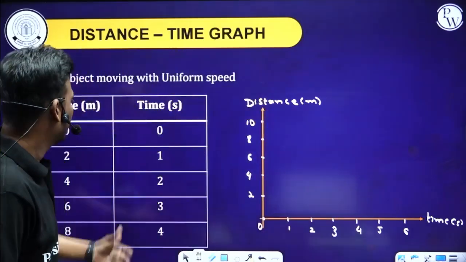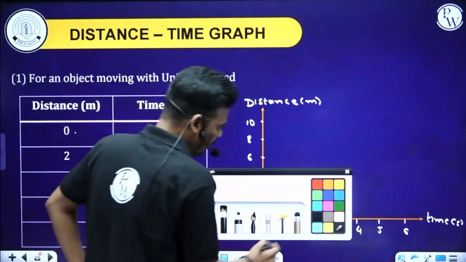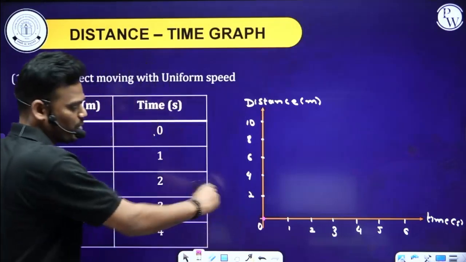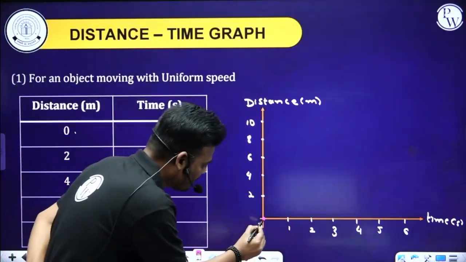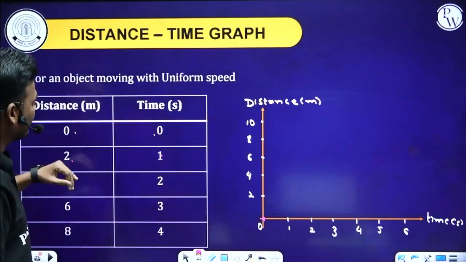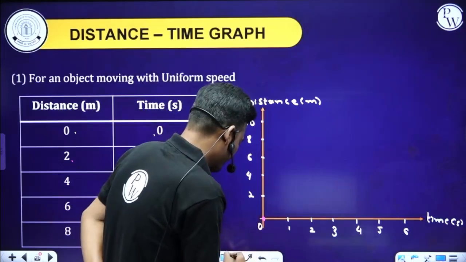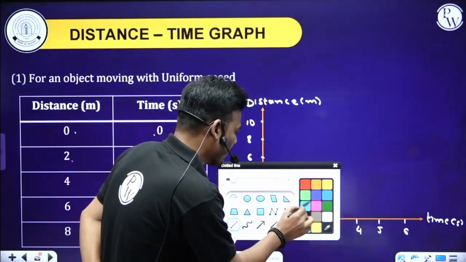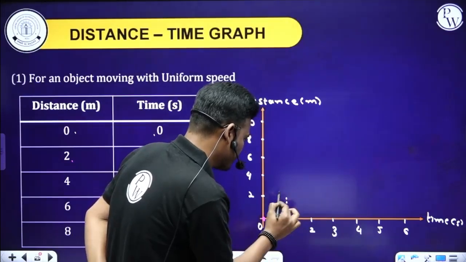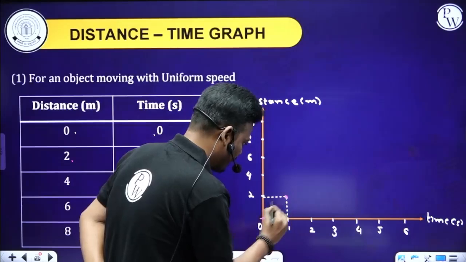Convenient readings. Now, let's consider at 0 seconds, what is the distance? 0 meters. At 0 seconds, the distance is 0 meters. Yes, the first point is clear. Next one, in 1 second, what is the distance traveled? That is the position, nothing but 2 meters. So in 1 second, the distance traveled is 2 meters. Yes, this is the second point.